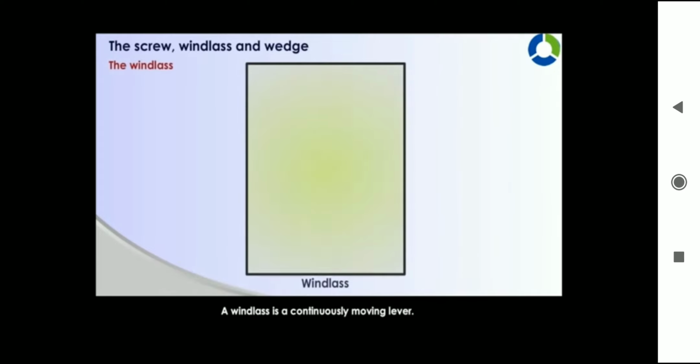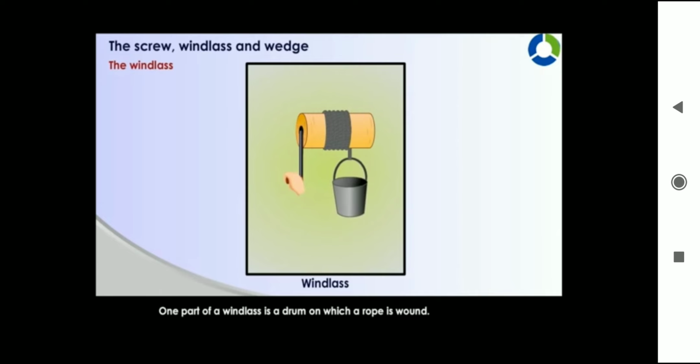The windlass. A windlass is a continuously moving lever. One part of a windlass is a drum on which a rope is wound. The rope can also be unwound. The other part is a lever which helps to turn the drum. A simple windlass is used to lower a bucket into a well and take the water out.